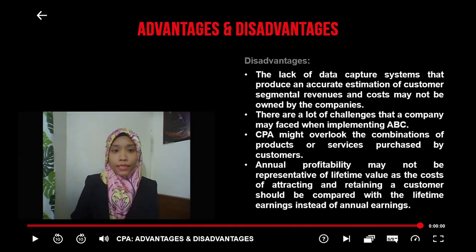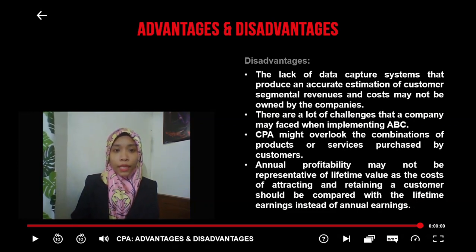Okay, next are the disadvantages of CPA. Basically, when companies implement CPA, they may not have the data capture system to produce an accurate estimation of customer segmental revenues and costs. Next, there may be practical difficulties in calculating costs attributable to each segment, since implementing ABC is often challenging for many companies.